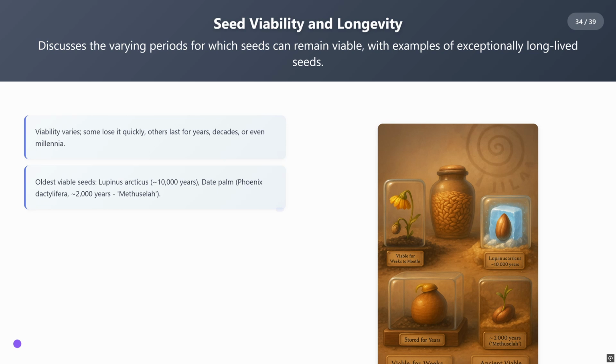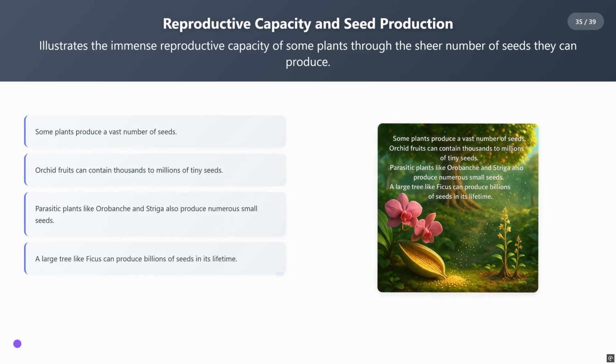10,000 years. Incredible. And another famous one is a date palm seed, given the name Methuselah, which was discovered during an archaeological excavation at Masada near the Dead Sea. It was dated to be approximately 2,000 years old, and incredibly, it was successfully sprouted and grown into a plant. Wow, 2,000 years old. That's just unbelievable resilience packed into a tiny seed. And when you think about the sheer number of seeds some plants can produce, the reproductive capacity is staggering sometimes.